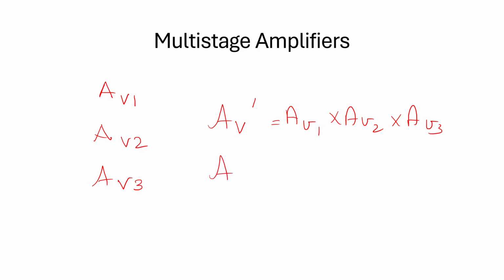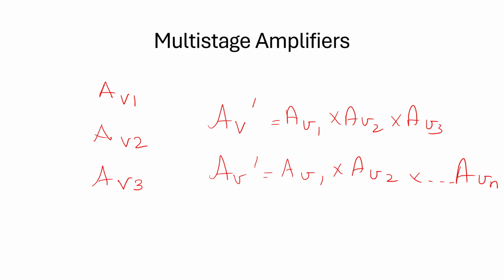So for n number of amplifiers connected together, we have AV dash is equal to AV1 into AV2 into, and so on up to AVN. So what is the need of going in for multi-stage amplifiers? In order to increase the gain of the AC signal, we go in for multi-stage amplifiers.